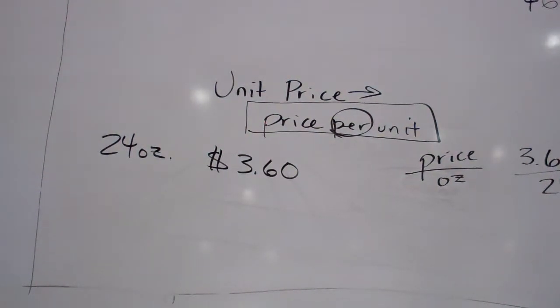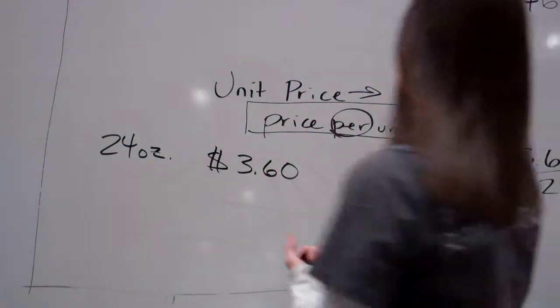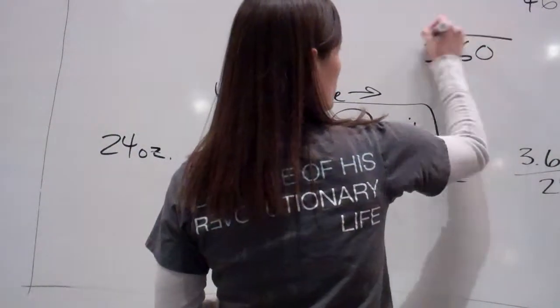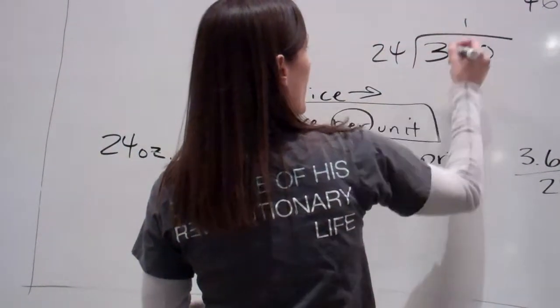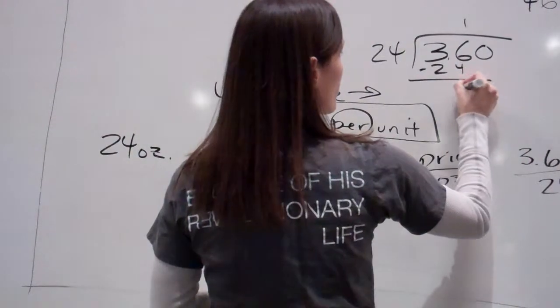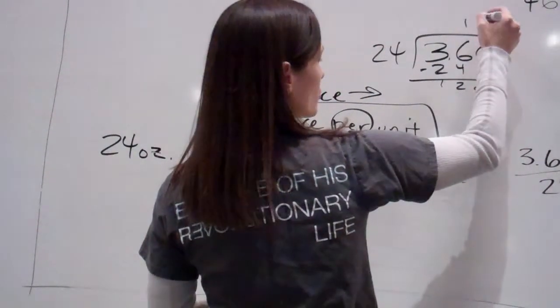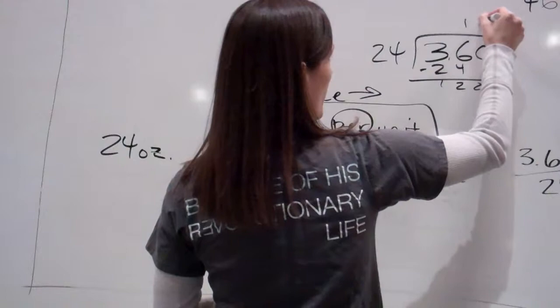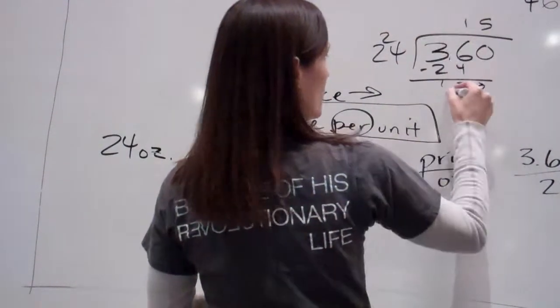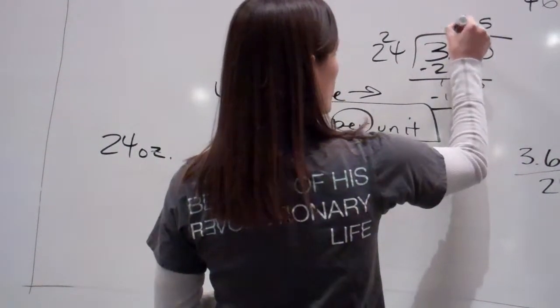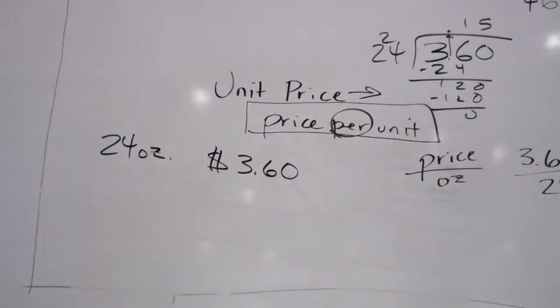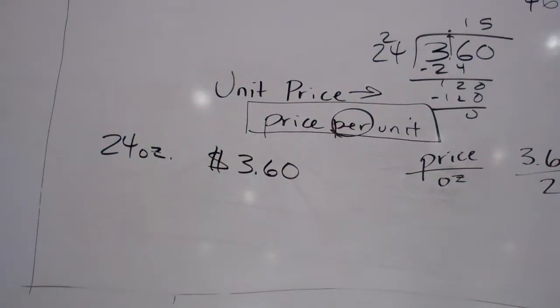And what's that going to tell me? The price for 1 ounce once I figure it out. Okay? So let's do it together. 3.60 divided by 24. Everybody working on your paper. Okay. So, this cereal, every ounce is how much money? 15 cents. 15 cents.